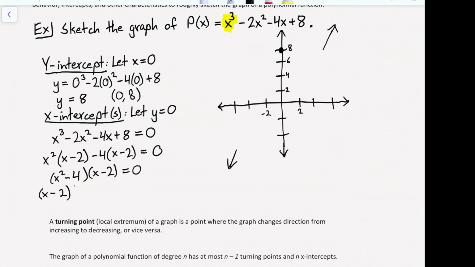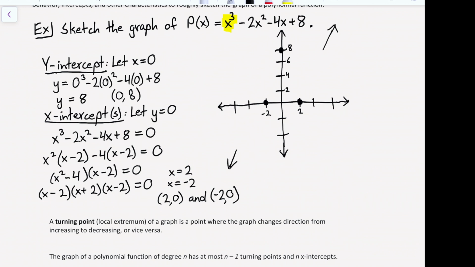Now x squared minus 4 factors even further. It's the difference of perfect squares. So we have x minus 2 times x plus 2 times x minus 2 equals 0. So that gives us a couple of solutions for x, either x equals 2 or x equals negative 2. That corresponds to the points (2, 0) and (negative 2, 0). So we were able to factor this polynomial function and find the intercepts by factoring and solving the resulting equation.